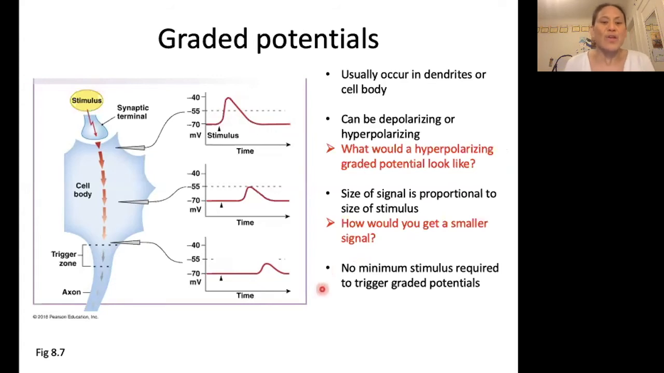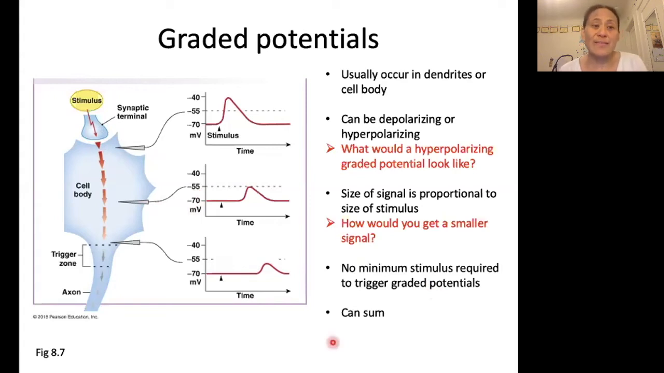Next up, no minimum stimulus is required to trigger a graded potential. You can have a teeny tiny stimulus coming in, and that will give you a teeny tiny graded potential. You can have a big stimulus come in, and that will give you a big graded potential. This is not the case for action potentials, as you will see. With action potentials, if you give a tiny stimulus, you won't get anything at all.